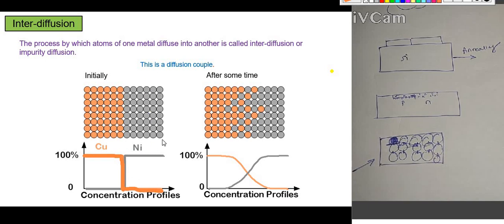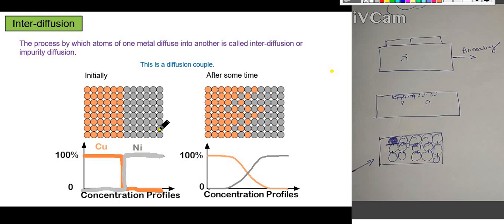And what about nickel, the gray color? In case of nickel, up to this point the concentration of nickel is 100%. Here we can see every atom is a nickel atom. So here 100% nickel atoms, and at this point the nickel concentration reduced to 0. And from this point up to this region the nickel concentration is 0. So this is the initial arrangement of atoms in this setup.